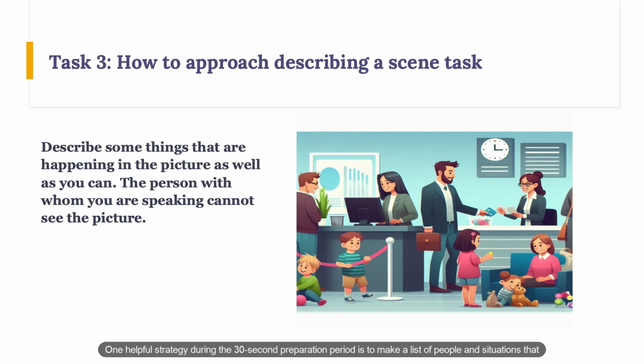One helpful strategy during the 30-second preparation period is to make a list of people and situations that you can discuss. For example, when looking at this picture, we might identify several key elements to talk about. 1. A man in a suit handing over his ID to an employee. 2. A man in a brown sweater talking to a woman employee behind the counter. 3. A woman sitting in the waiting area with her daughter who is chatting with her while another child plays with a stuffed doll. By noting these details, you'll have a clearer focus for your description and can convey the scene more effectively.